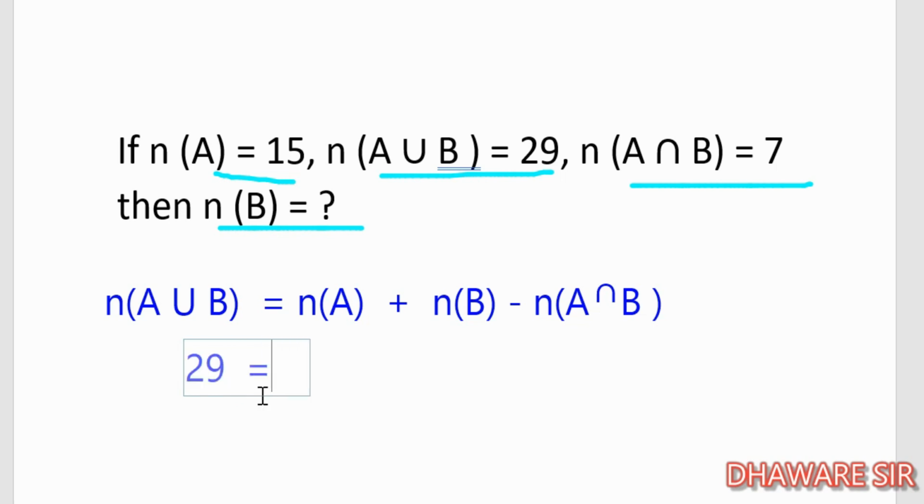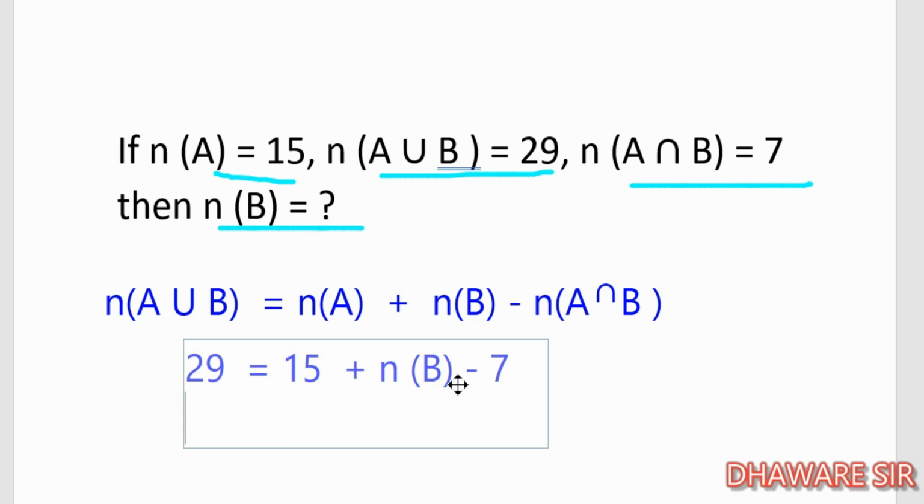So 29 is equal to, what is the value of n of A? 15 plus, what is the value of n of B? We are just going to find out the n of B. So write it like this, n of B minus, what is the value of n of A intersection B? 7. So this is our example. 29 is equal to, we can solve any type of calculation. It means 15 minus 7 plus n of B.